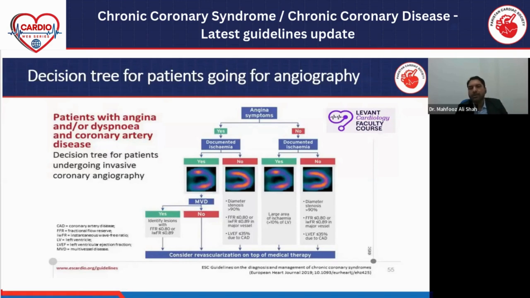And those patients who have no angina symptoms, but they have a documented non-invasive high-risk coronary ischemic pattern. In MPS, they have a large area of ischemia, more than 10%. Those patients who, on the basis of angiographic results, have more than 90% diameter stenosis, or significant FFR less than 0.8. These types of patients we can send directly for revascularization.